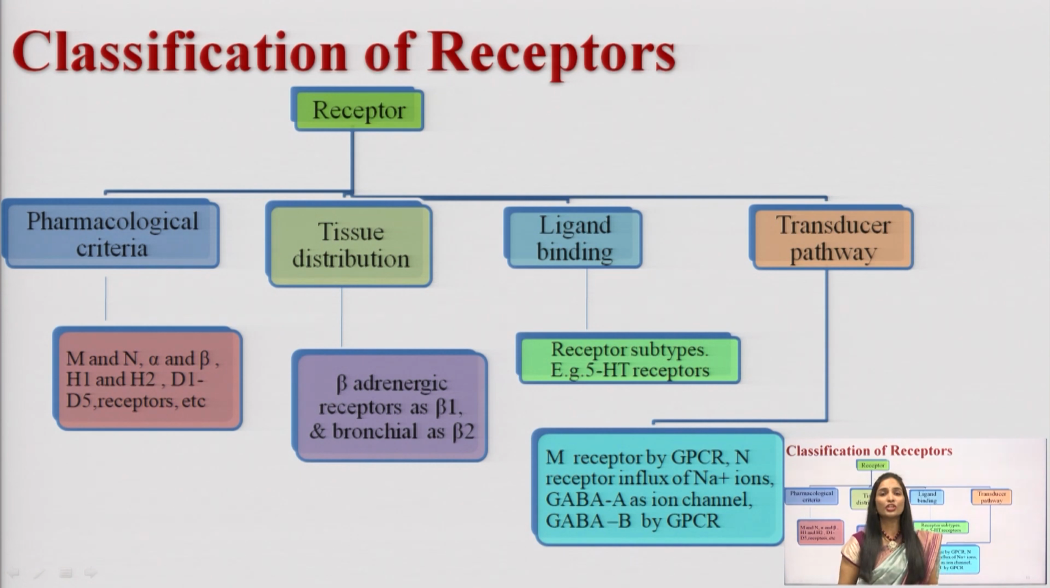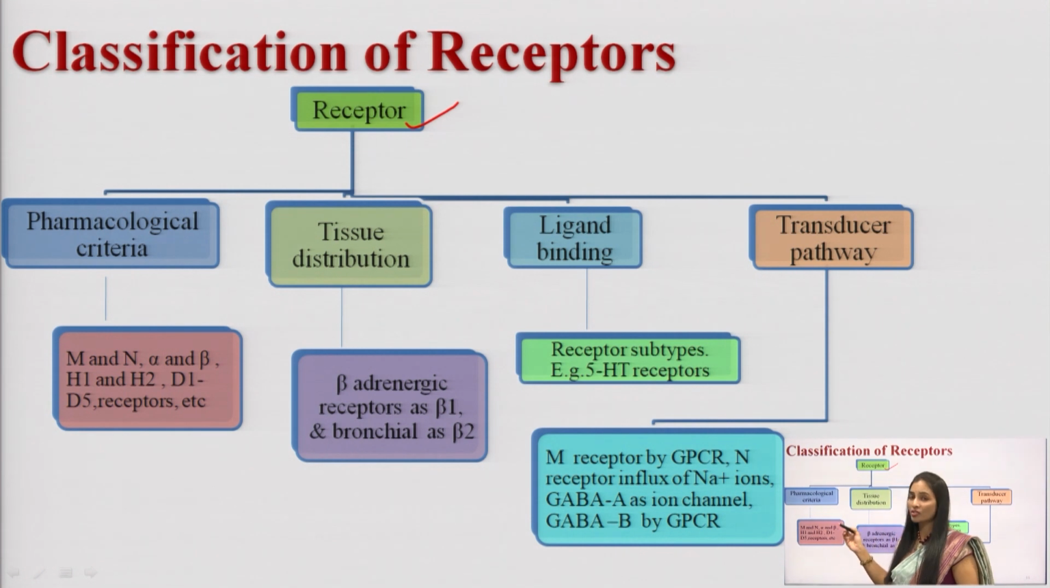So, the receptors have been classified according to pharmacological criteria. According to the pharmacological criteria, the receptors are classified according to tissue distribution, ligand binding and transducer pathway. So, by these four mechanisms of action of any drugs, we can classify the receptor. Here what I am trying to say is that the receptors have been classified according to their pharmacological action, tissue distribution, ligand binding and transducer pathway.